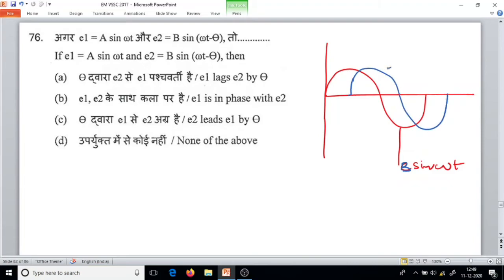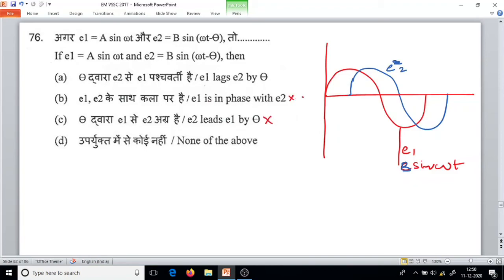Okay, this is the E2. This is E2. This is E1. Now what happens is the question. Actually here E2 lags E1. E2 leads E1 by theta? E2 doesn't lead. E2 is lagging.